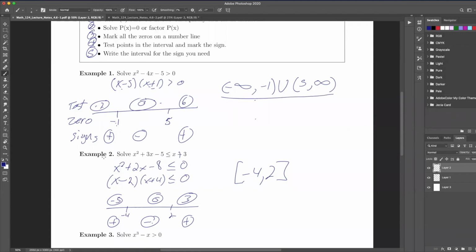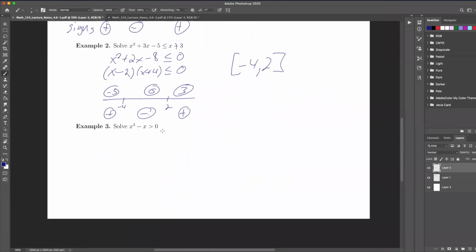I want all this to be less than or equal to 0. So where's this less than or equal to 0? Where it's negative. And so here I'm going to choose the interval which I found is negative. And since it's equal, we'll include those numbers, so it's here and here. So now I want the negative, and so I'm going to go from -4 to 2. Okay? All right, let's do it one more time.